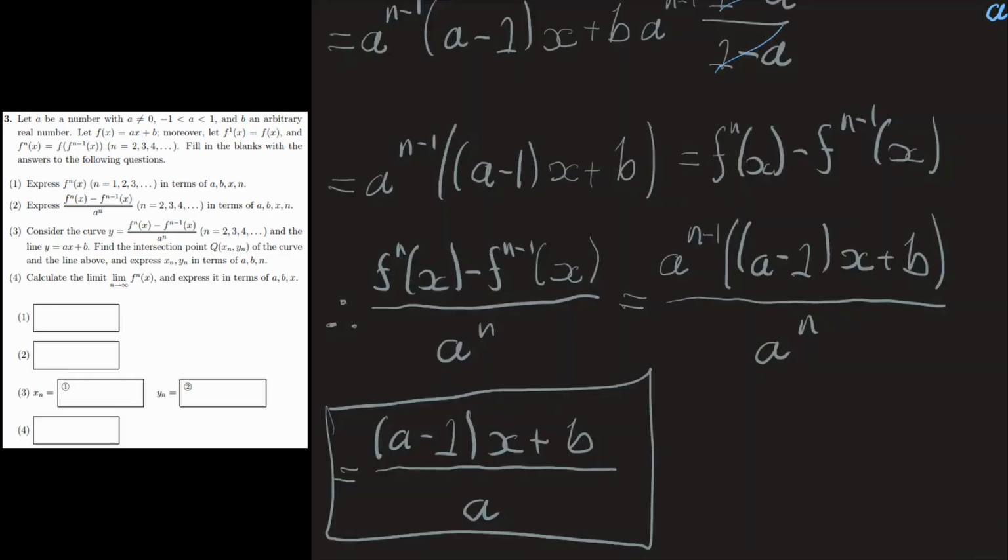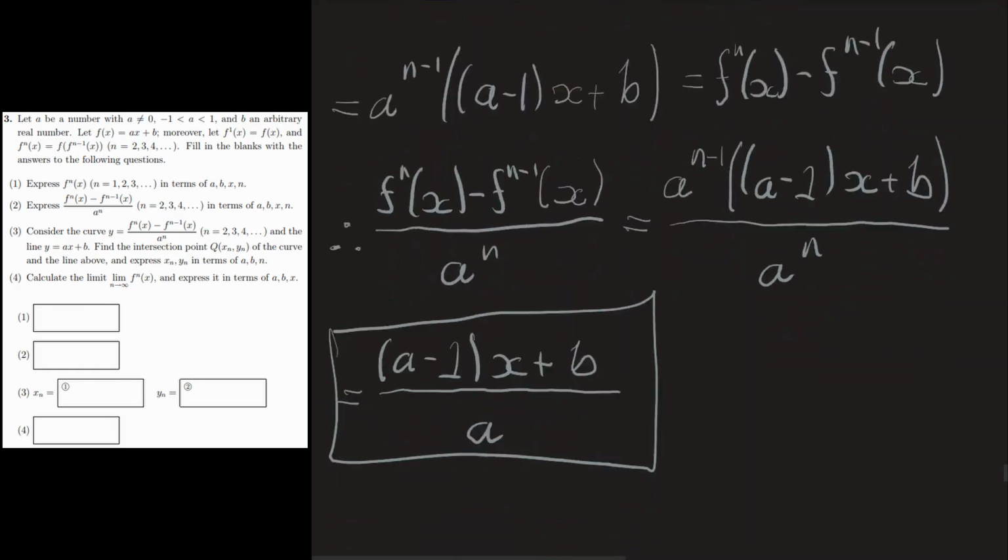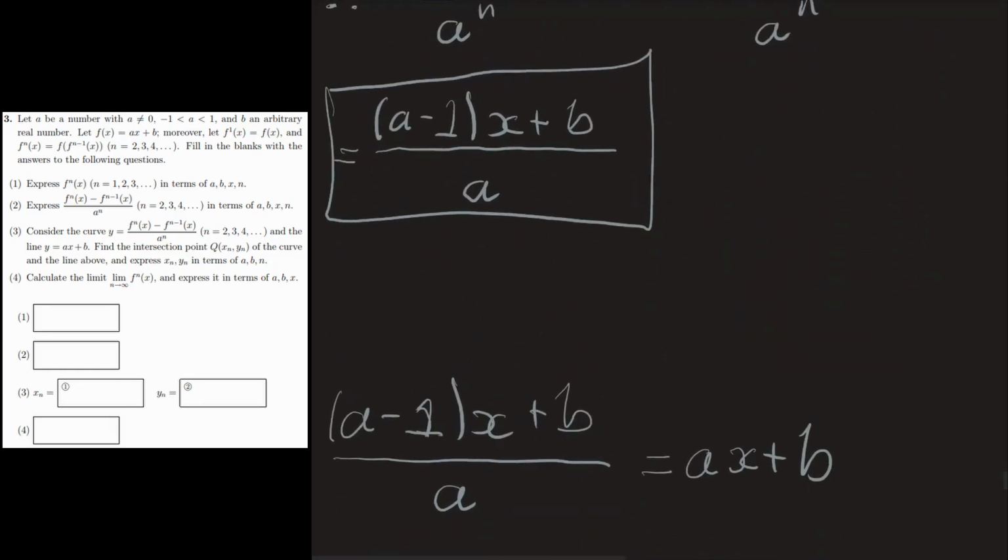So next is part 3, which says, consider the curve y equals fn of x minus fn minus 1 of x divided by a to the n, and the line y equals ax plus b. Find the intersection point Q of the curve and the line above, and express xn, yn in terms of a, b, and n. So we want our curve to intersect with the line, which means we want our curve and the line to equal each other.